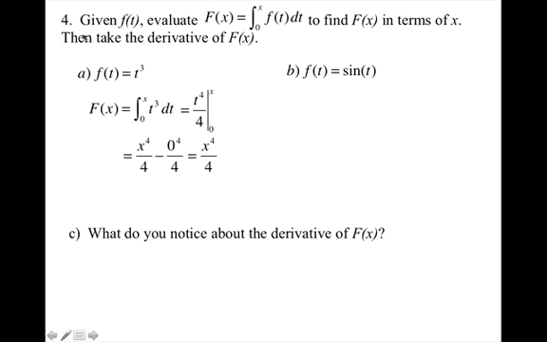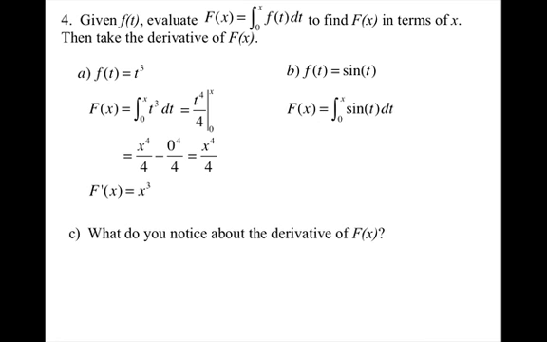Now the directions say, now take the derivative of big F. So now when I take the derivative of x to the 4th over 4, I'm going to get x cubed. All right, I want you now to see if you can do part B on your own. All right, let's see how we did.